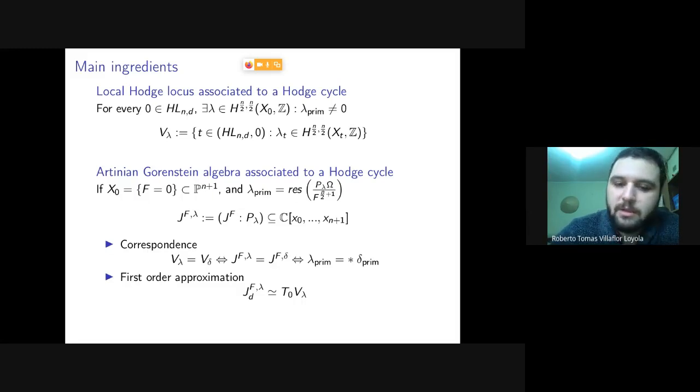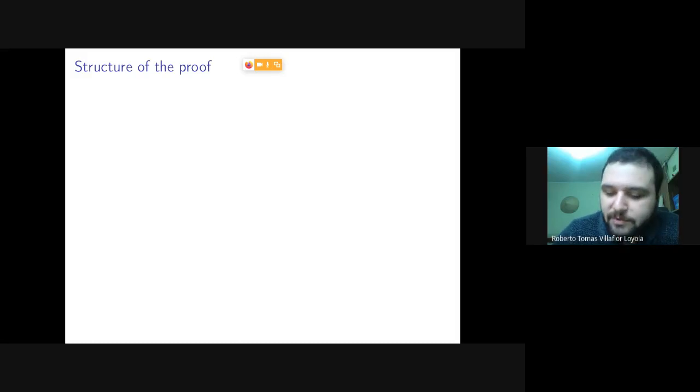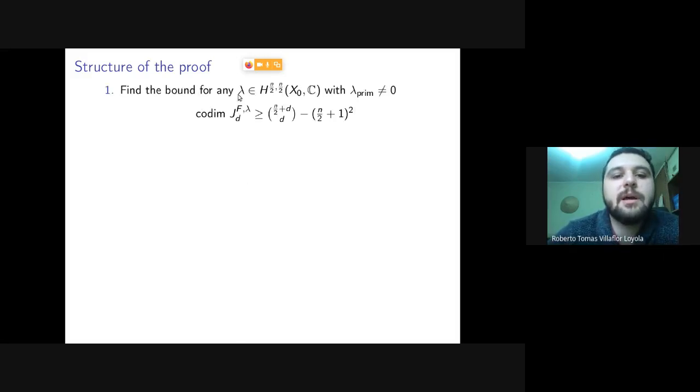And so, what is the structure of the proof? The proof of the theorems of Green, Voisin, Movassati, and Otwinowska. We want to find a lower bound for the codimension of the components. As I mentioned before, all the components, at least locally, correspond to a local Hodge locus associated to some Hodge class. Furthermore, to each of these Hodge classes, we can associate this Artinian Gorenstein ideal, and the degree d piece corresponds to the Zariski tangent space of this component. And so, in order to find the lower bound, it is enough for us to find the lower bound for this degree d piece of the ideal, which corresponds to the Zariski tangent space of the component, at least locally in a branch.